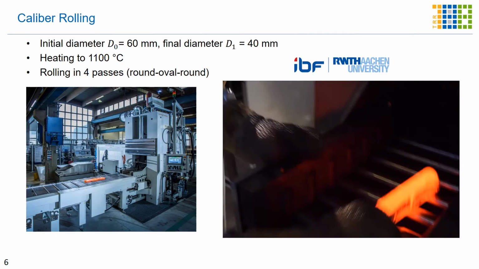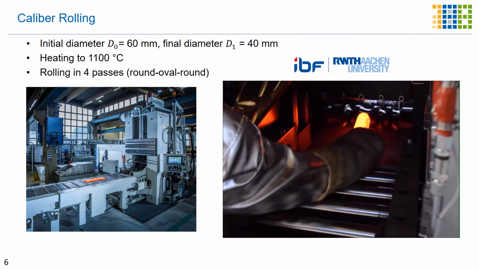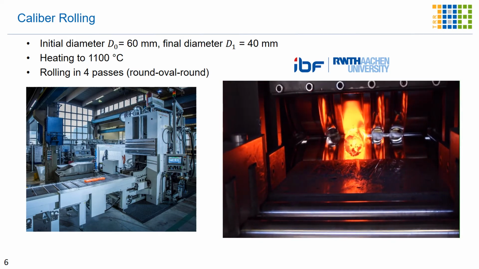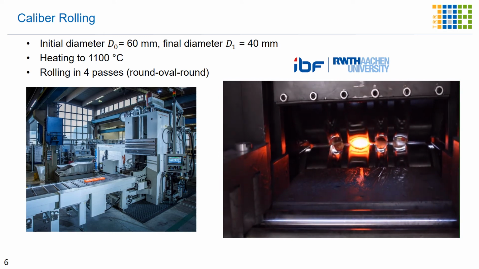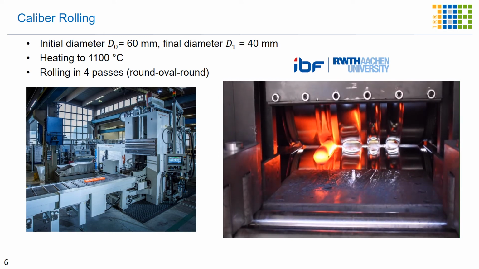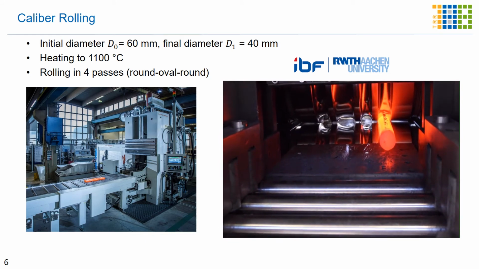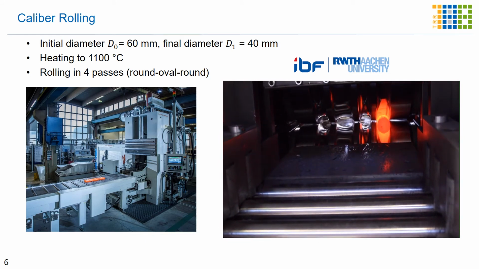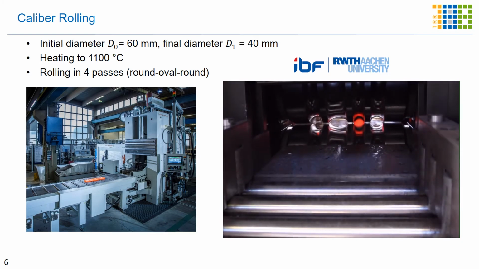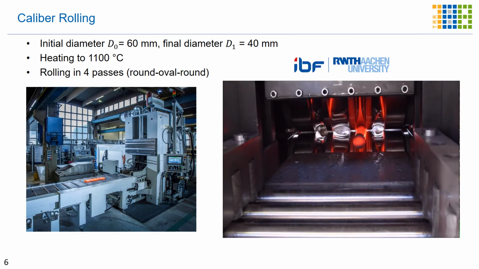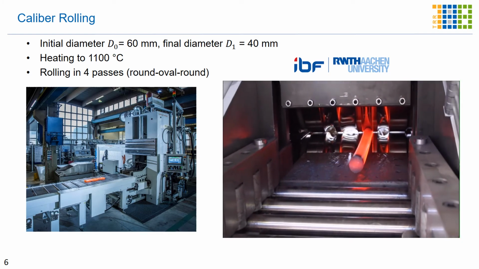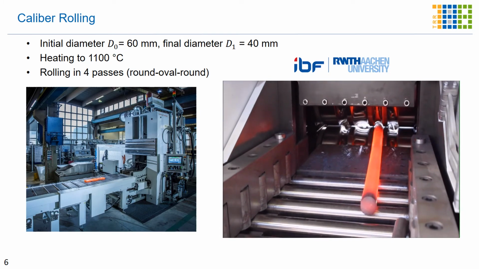In caliber rolling, we are starting with a semi-finished product with a diameter of 60 mm, which is then rolled down to 40 mm, as we can see in the video. The material is heated up to 1100 degrees Celsius before the process and is then rolled in 4 passes in a so-called round oval round sequence. As you can see here, the cross-section of the product is changing with every pass.